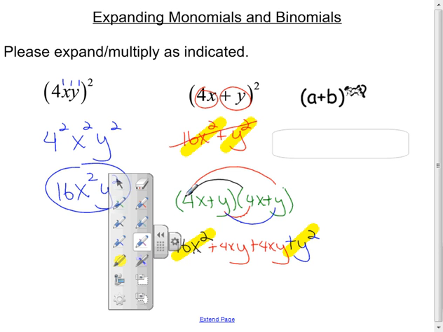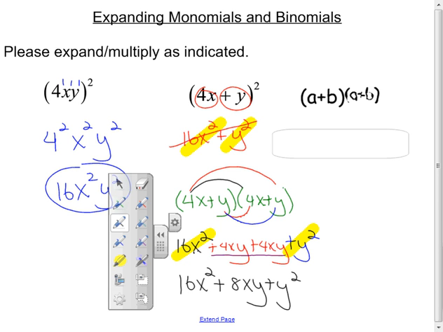You need to realize that there's two more terms you get because it's a FOIL problem. And those terms appear in the middle. I'll continue to combine those like terms and get 16x squared plus 8xy plus y squared. That's the answer. Again, it's not just square the left term and square the right term. I, in fact, get a middle term as well.